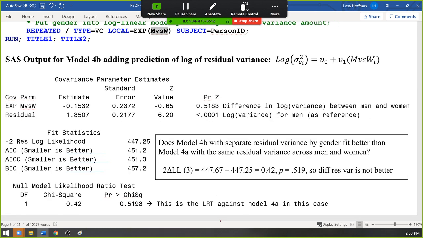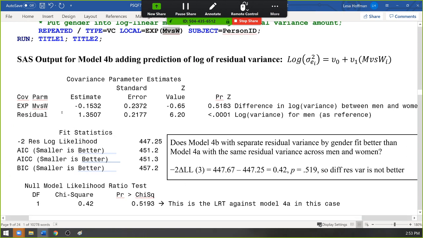Okay. So the model for the variance then is telling us that the amount of residual variability is smaller in women, but not significantly so. So it looks like they can share a coefficient.